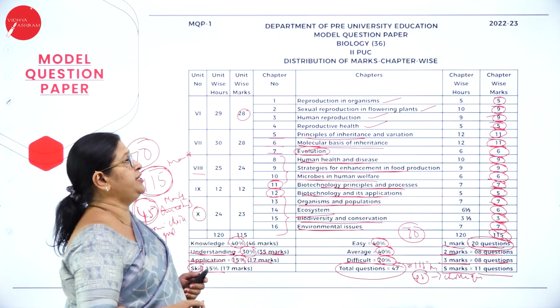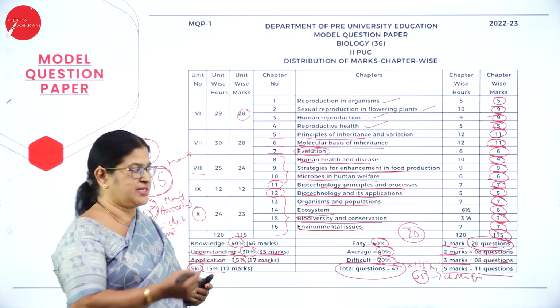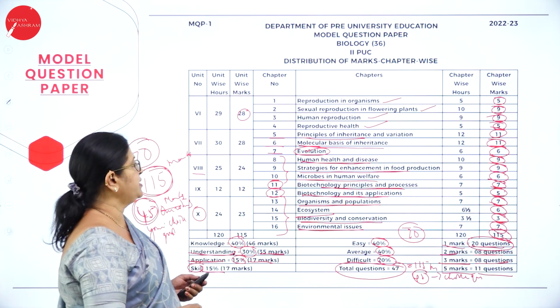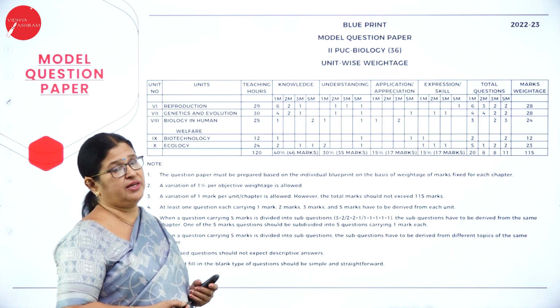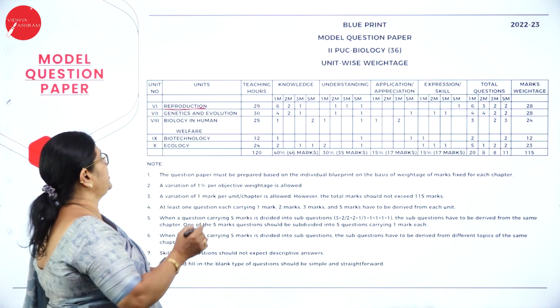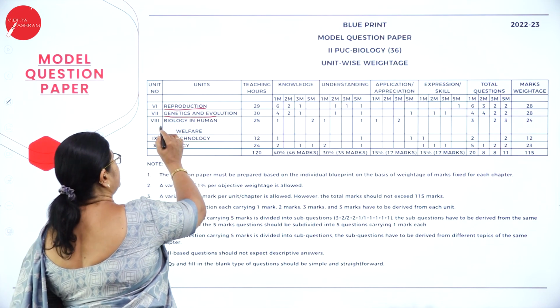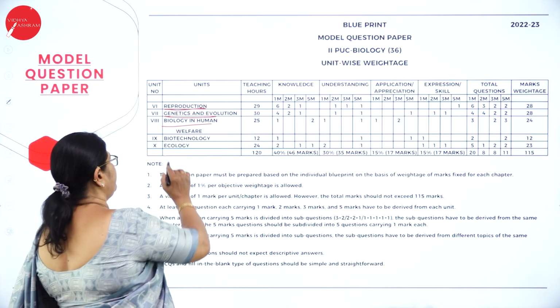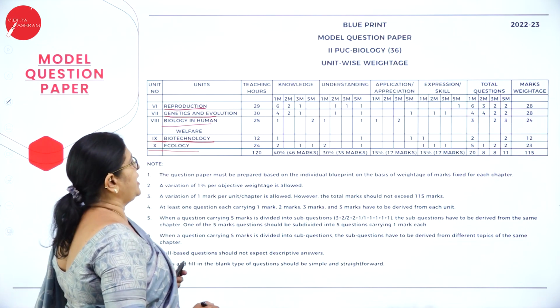So this is the distribution of marks chapter wise and the chapters I have discussed in this particular slide. Let me move on to the next slide. So this is unit wise weightage. As you know, reproduction is the first unit, that is unit 6. Then unit 7, genetics and evolution. Unit 8, biology and human welfare. Unit 9, biotechnology. And unit 10 called ecology.